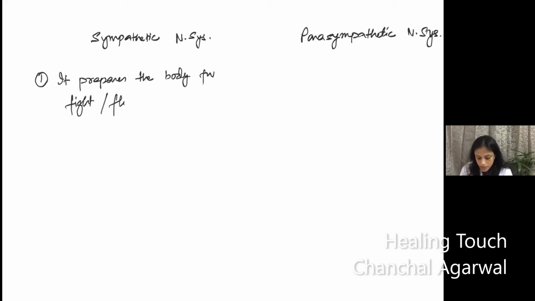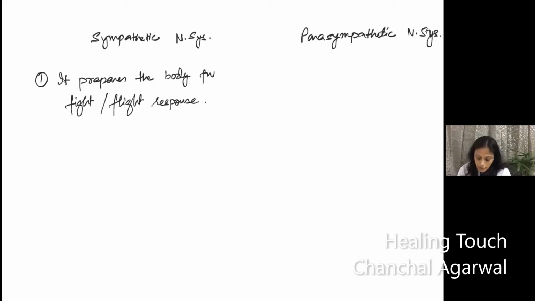Sympathetic nervous system. The first point we should understand about the sympathetic nervous system is that it prepares the body for the fight or flight response. It's a very, very important point because this nervous system is preparing you for emergency. So whichever nervous system is getting activated during an emergency condition is sympathetic.